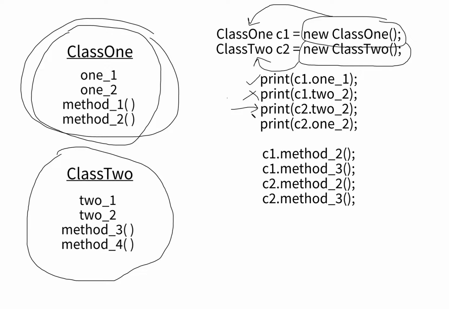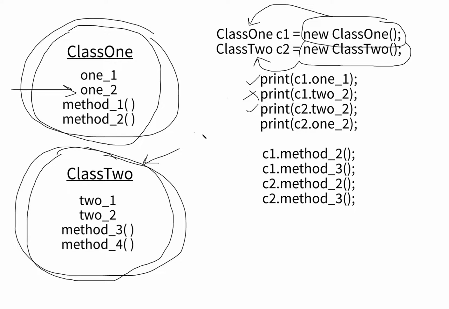Now we're looking at this third print. C2 is a class 2 object, and we're trying to print 2_2. And it's right there, so boom, no problems there. And so we put a check mark. And then the next one I'm saying C2, which is a class 2 object, I'm trying to print 1_2, which is a class 1 instance variable. So this guy would error out. Right. So let's put a cross there. Okay. So basically the rule is objects can only print out instance variables that are defined in the class that they represent, right? Pretty straightforward.